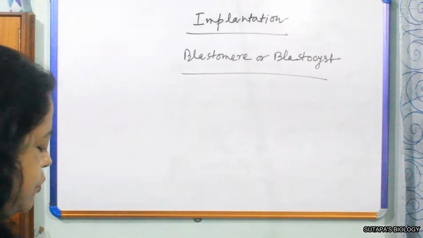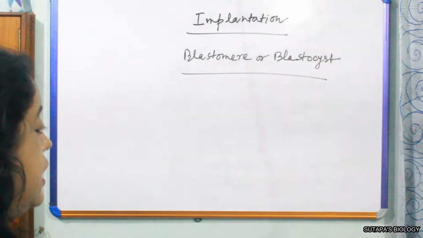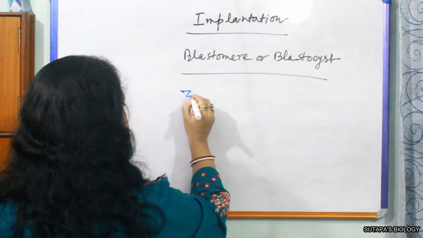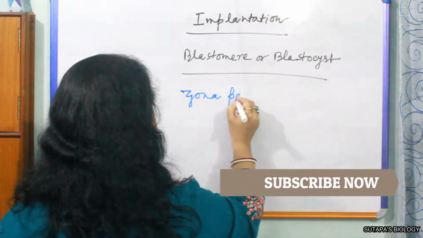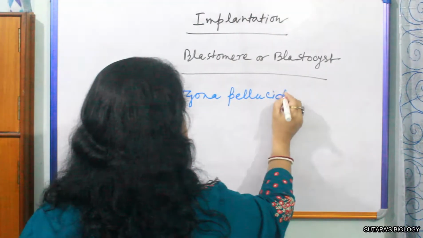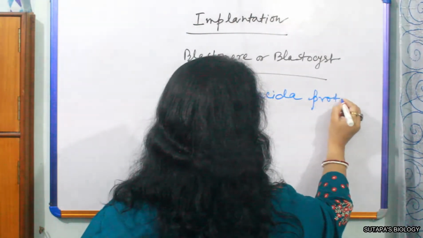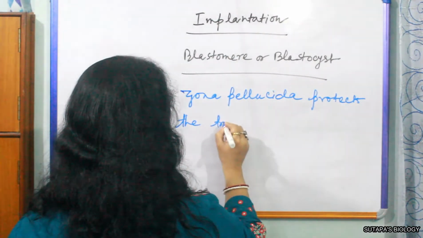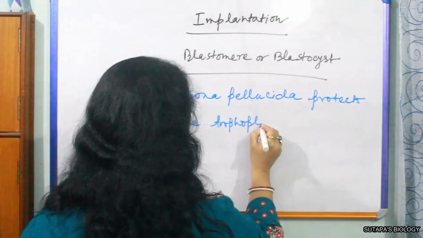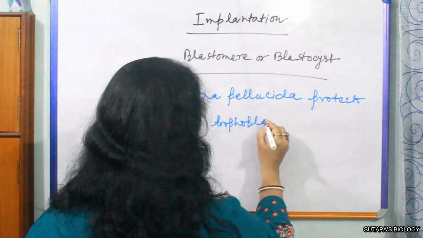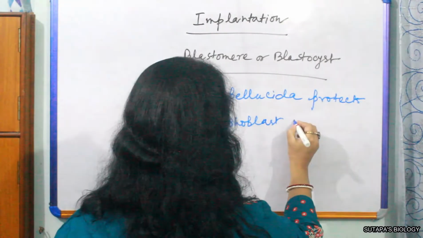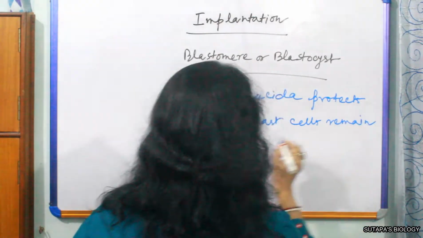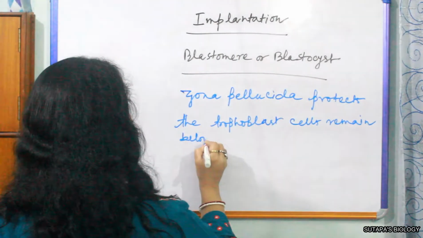So what's the role of the zona pellucida? You can get the question in this manner also. What's the role of the zona pellucida? I am telling you that zona pellucida protects the trophoblast cells which remain below it, below this layer.